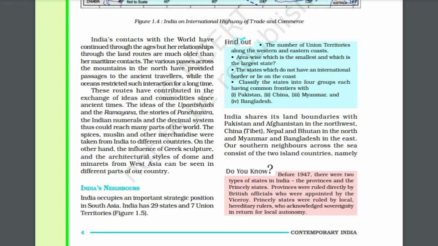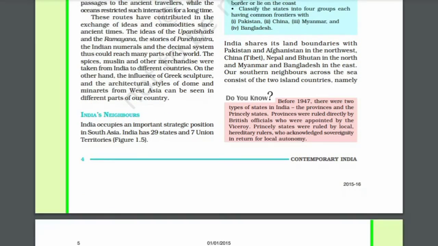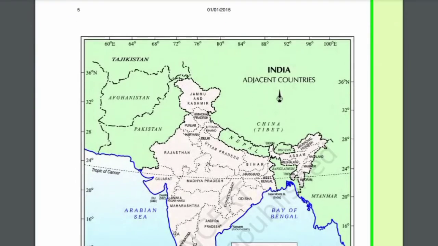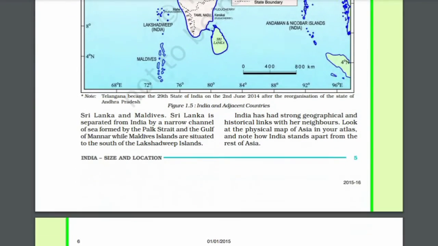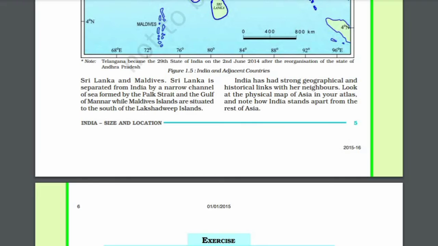Our southern neighbors across the sea consist of the two island countries, namely Sri Lanka and Maldives. Sri Lanka is separated from India by a narrow channel of sea formed by the Pak Strait and the Gulf of Mannar, while Maldives Islands are situated to the south of the Lakshadweep Islands. India has had strong geographical and historical links with her neighbors. Look at the physical map of Asia in your atlas and note how India stands apart from the rest of Asia.